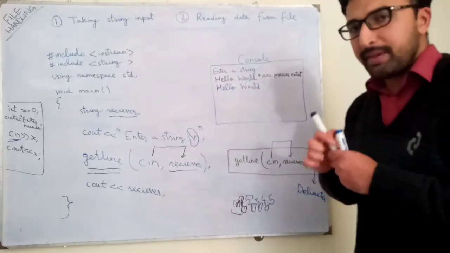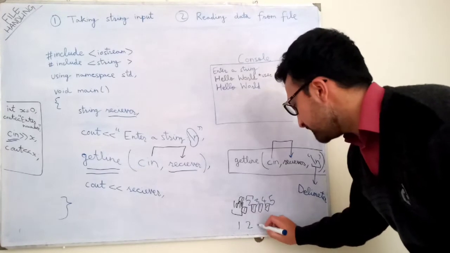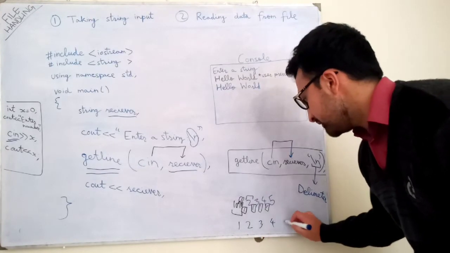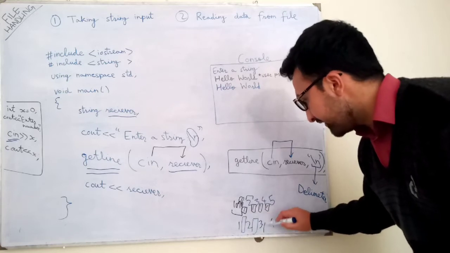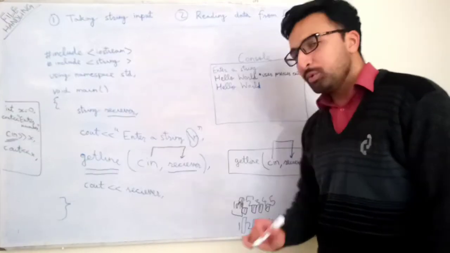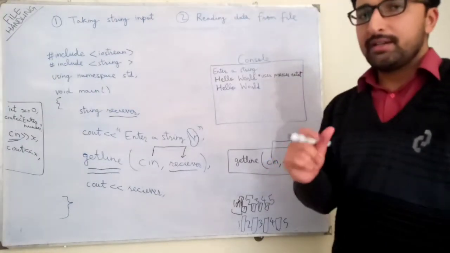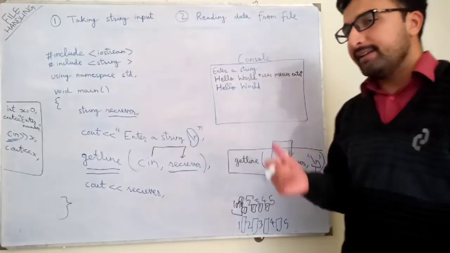A delimiter can also be a space. For example, if I am writing 1 space 2 space 3 space 4 space 5, in this case the delimiters are the spaces in between the numbers. 1 and 2 have a delimiter between them, that is basically a character named space. So these are basically the delimiters.